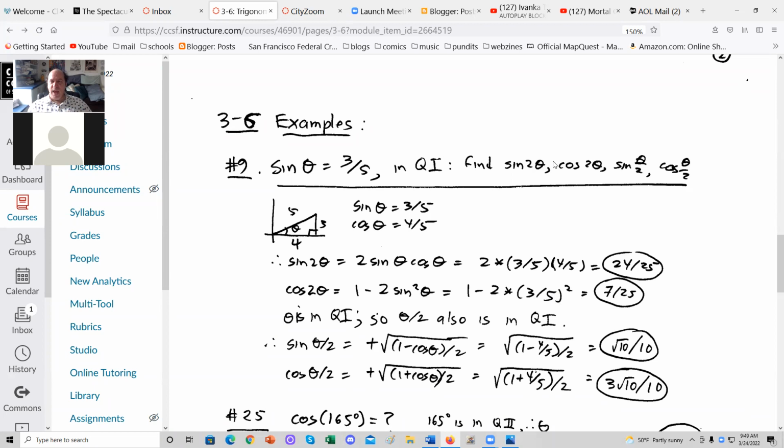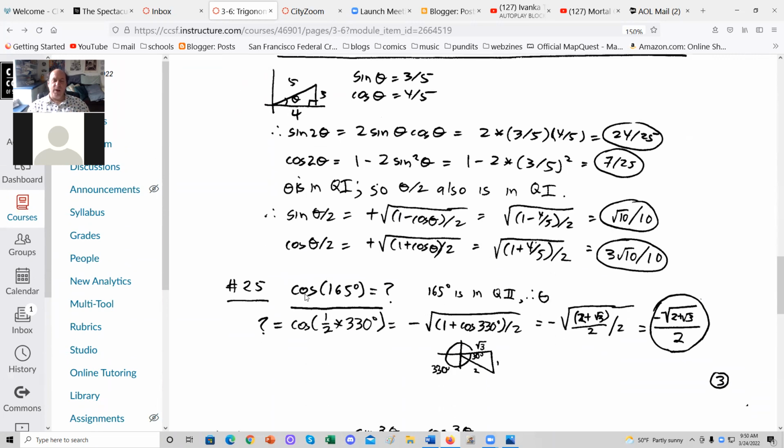Now, as for the half angles, we have to figure what angle theta over 2 is. Well, theta is in quadrant 1. Theta over 2 will also be in quadrant 1. So sine and cosine will both be positive. So sine theta over 2 is plus root of 1 minus cos theta over 2. Cos theta is 4/5, so 1 minus 4/5 over 2. After a bit of arithmetic, it's root 10 divided by 10. Cos theta over 2 is plus root of 1 plus cos theta, that over 2. That's 1 plus 4/5, that over 2. And after, again, a bit of arithmetic, that's 3 root 10 divided by 10.